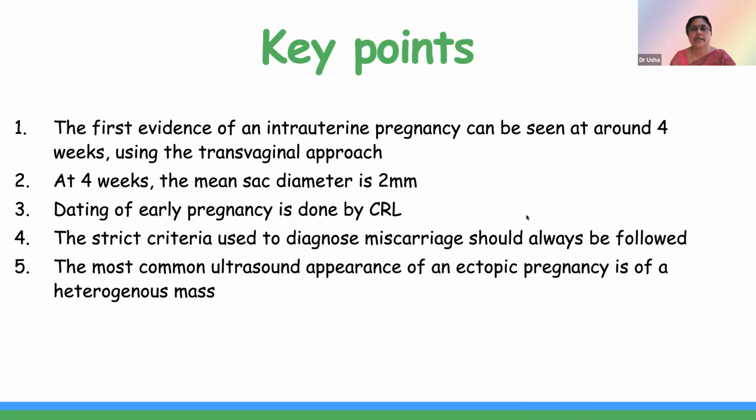The first evidence of an intrauterine pregnancy can be seen at around 4 weeks using a transvaginal ultrasound. So at this 4 weeks, the mean sac diameter is about 2 millimeters, and we see a fluid filled structure with an echogenic rim at this gestation.